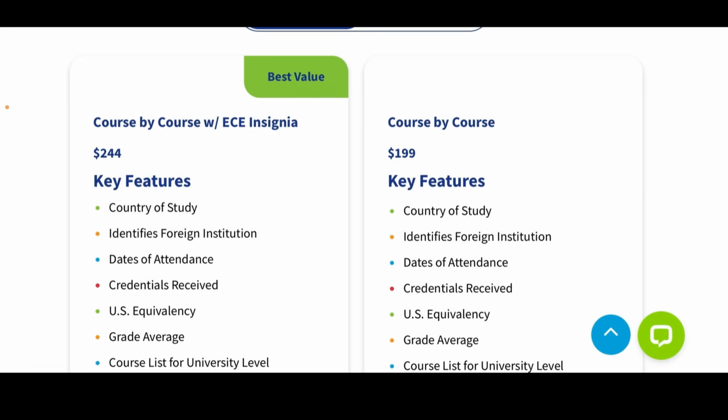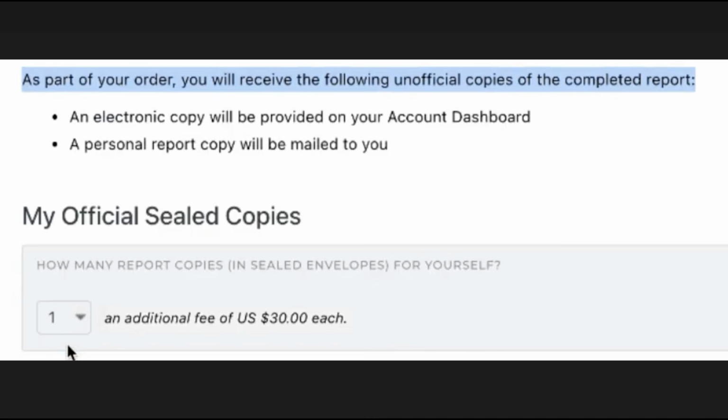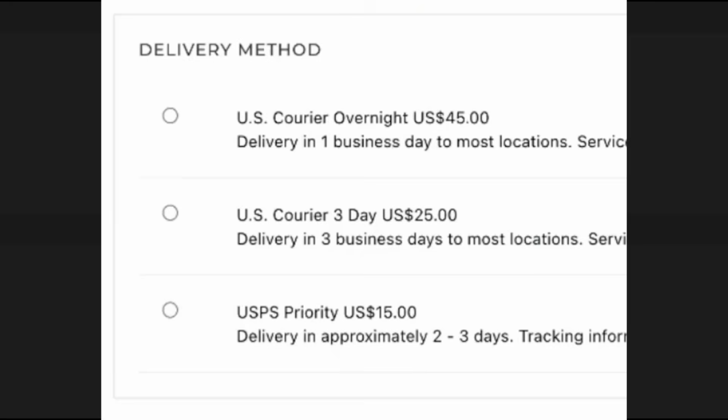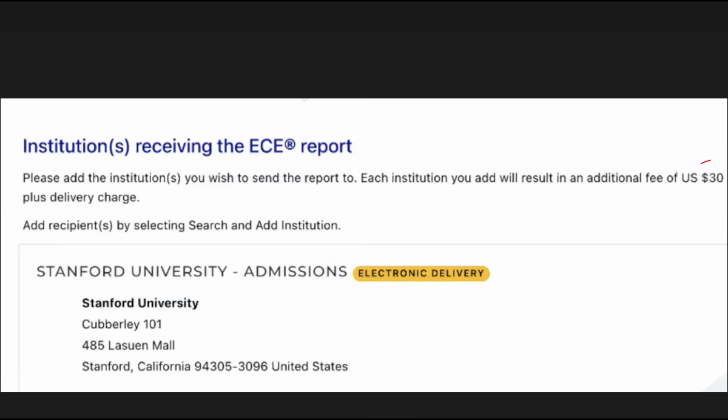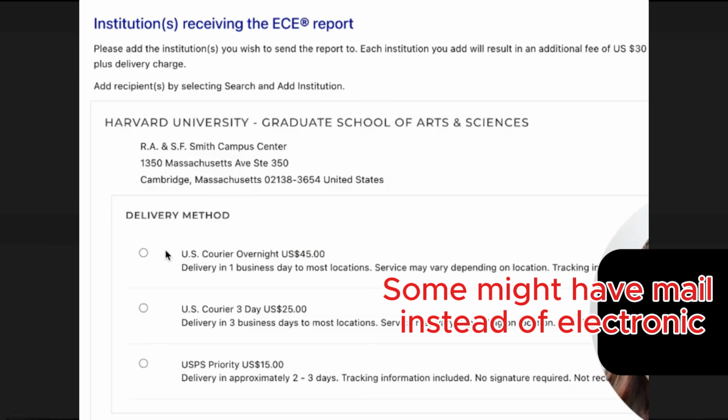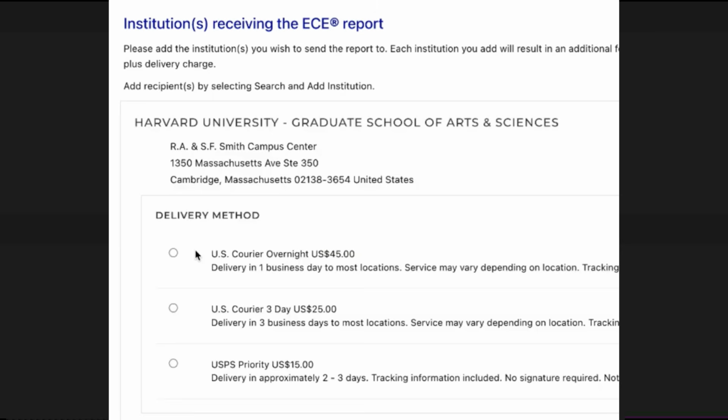So when we're looking at fees or the cost breakdown, expect to pay more than what is reflected here. When you are completing the application, there will be additional fees such as getting that mandatory report copy to yourself. You will pay the minimum of $15 to get that report copy to yourself. You will pay $30 each to send a report copy to a school. So the cost will add up depending on the services you will use.